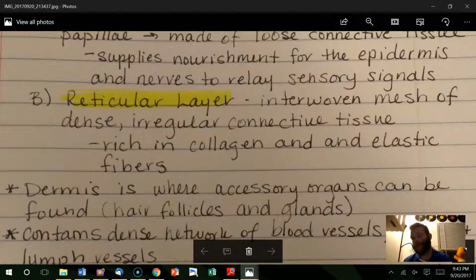That means it's going to have fibroblasts, it's going to have fibrocytes, and those things are going to work together to help protect your body. So like macrophages and mast cells that are there to carry out other purposes.